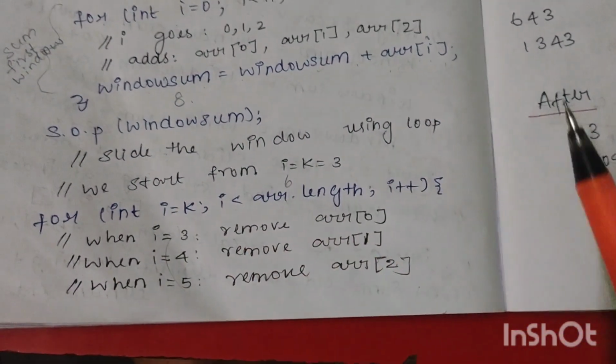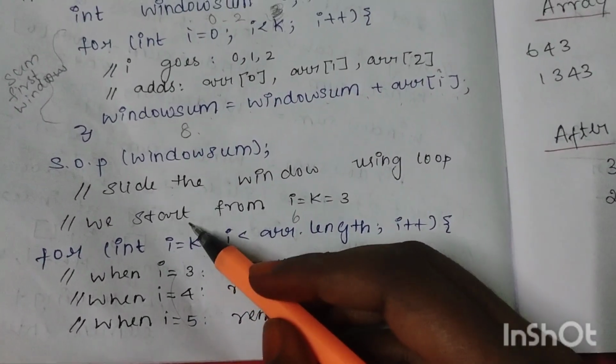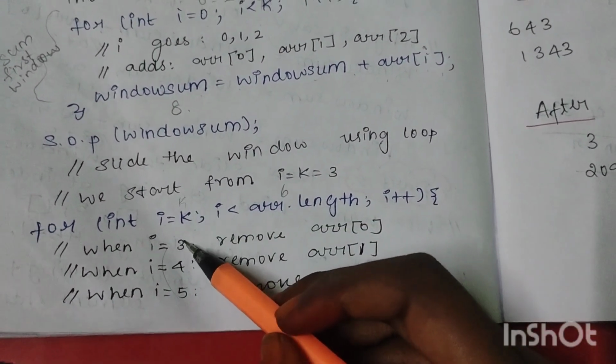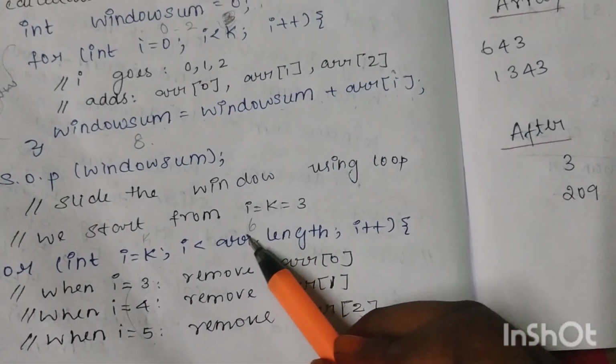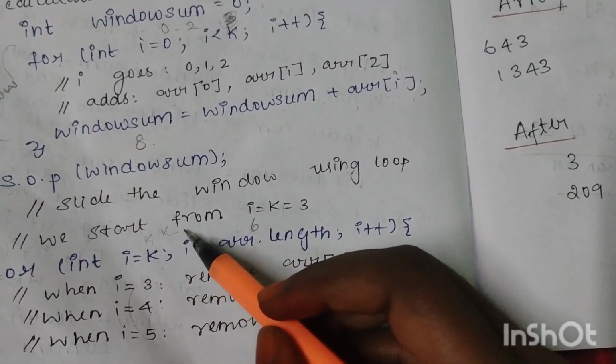Then I am sliding through the array. For that I have started my loop at k. K is equal to 3, so the loop will run 3, 4, 5. Our array size is 6, so the loop will run from k to 5.